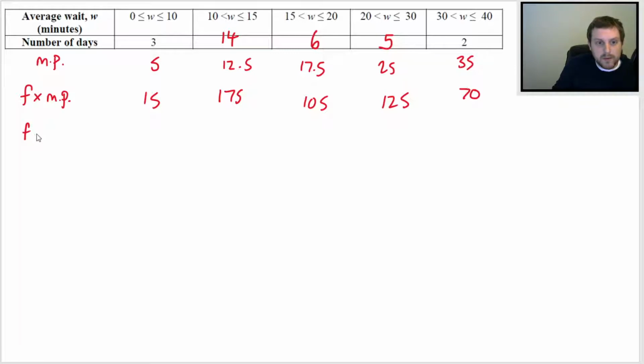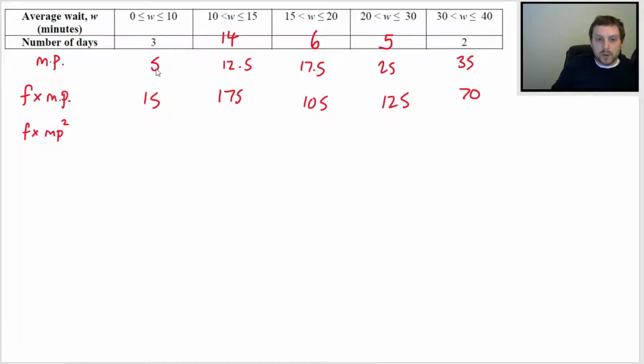I'm also going to need my frequency times the midpoints squared, okay? Because I'm going to be working out the variance. What I would have is I'd have 3 lots of 5 squared. I'd have 14 lots of 12.5 squared. I'd have 6 lots of 17.5 squared, etc., etc. If you need a reminder on this, by the way, there's a much clearer, slower example in the standard deviation video that came out a while ago.